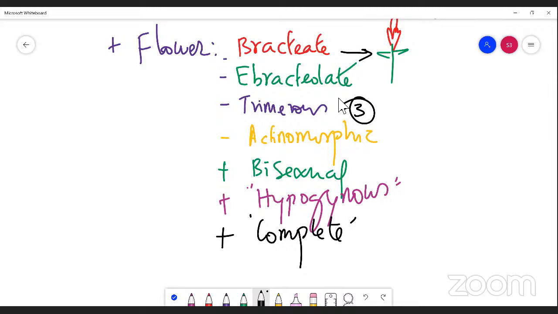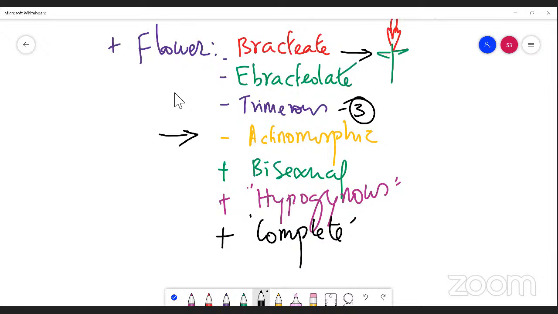Complete flower means all the flower parts are found in a flower. That is called a complete flower. So there are several characters in flower, right? Bracteate, ebracteolate, trimerous flower, actinomorphic condition. What do you mean by actinomorphic? Talking about actinomorphic, when we cut in any direction, the flower parts will be two equal halves. That is called actinomorphic.